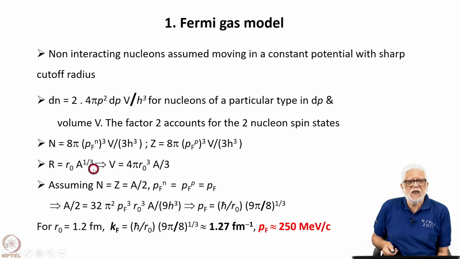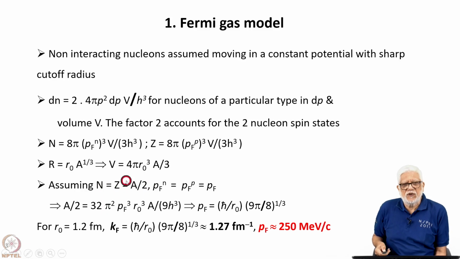And if you assume that n is equal to z, as is so for lighter nuclei up to about, let us say, calcium-40, then n is equal to z is equal to A by 2. This is not too bad an approximation for heavier nuclei as well. This differs from N being about, let us say, 0.6 of A and Z about 0.4 of A, not far from half of A.